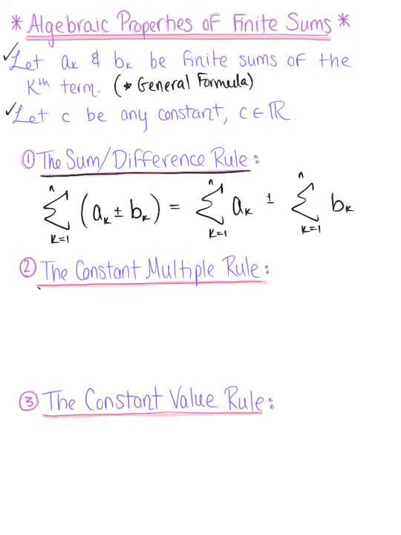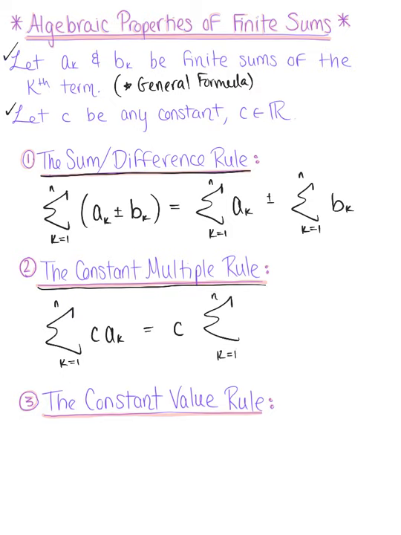Our second rule is called the constant multiple rule. So here, if we have the sum from k is 1 to n of a constant c multiplied by this general formula a sub k, then we can pull that constant to the outside of the sigma. So now I have c multiplied by the sum from k is 1 to n of our general formula a sub k.